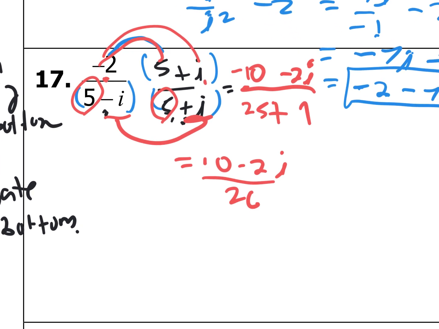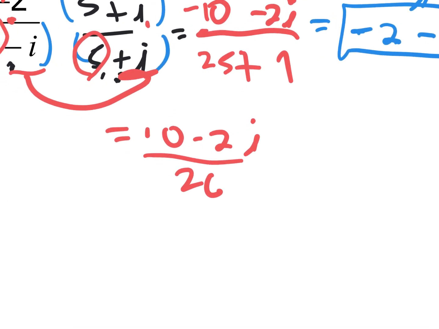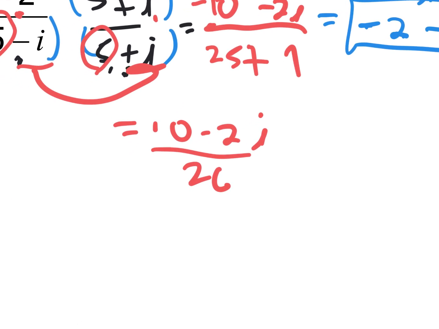Now, I want to give you caution here. I like the answer, but if this was on Canvas, the answer is going to be reduced. And you're going to say, my answer is not there. I did all this work, and I don't know why I don't find the answer. It's because the 10 and the 26 and the 2 all share a number. What number would they all share? 2. So divide all three of those by a 2.